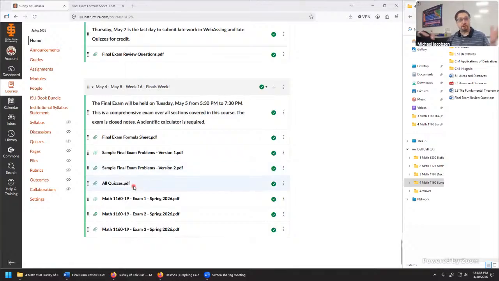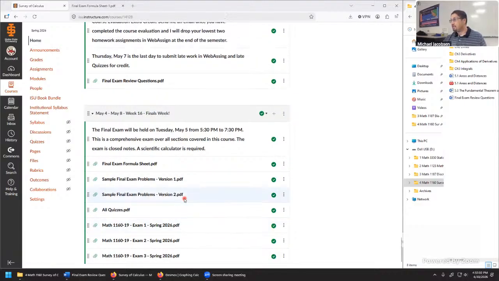All quizzes are here. If you put all of your quizzes together, that's a decent sample final exam as well. And these are the blank exams that you took throughout the semester. Great way to use these documents is if you look into where your lowest exam score is, go take that exam again. Just print it out, put down a 75-minute timer, try to do those again, and that will give you extra practice on another run through of those.